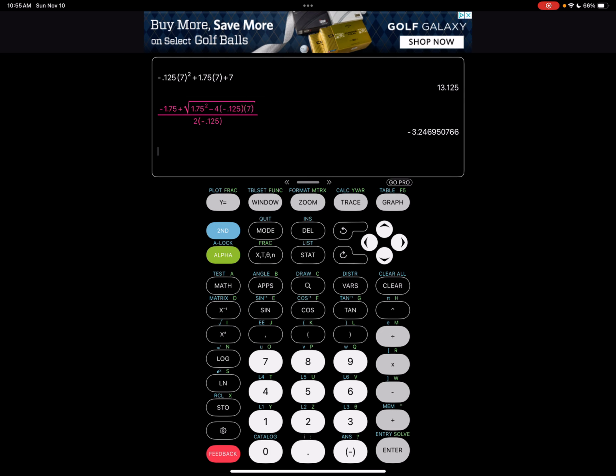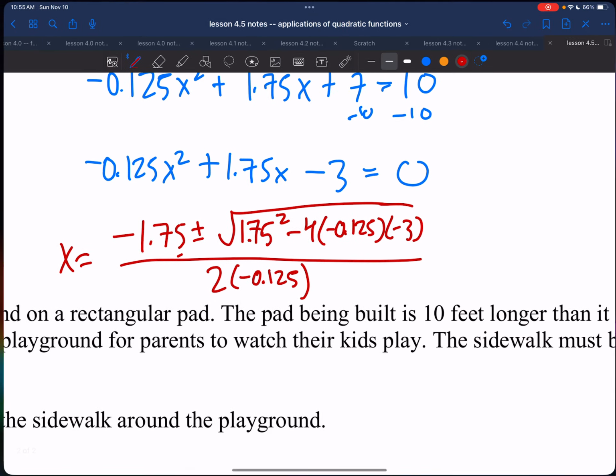Wait, it was not 7, was it, guys? It was 3? Hold on. So it was minus 3. I'm silly. It's negative 3 right there. There it is. Okay, sorry. I was still thinking 7, but negative 3 is the C value, right?